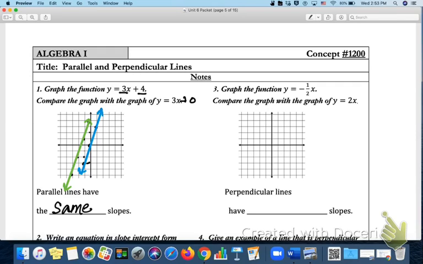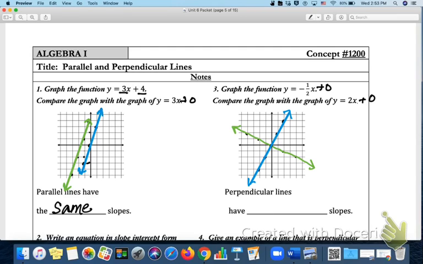Graph the function y equals -1/2 x and compare it to the graph y equals 2x. Now I'm going to add plus 0 so we know that we're starting at the origin in both of these equations. The first one, I start at the origin and my slope tells me to go down 1 and right 2. I'm going to plot a few points on the graph and connect them to create the linear line. I'm going to start at the origin again. This time my slope tells me to go up 2 and right 1, up 2 and right 1.